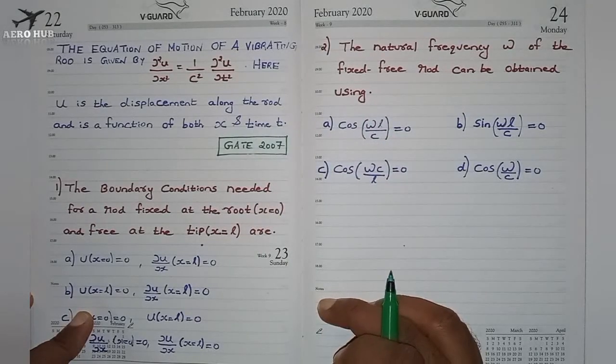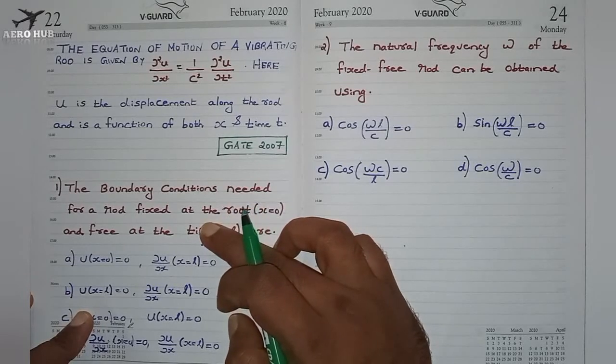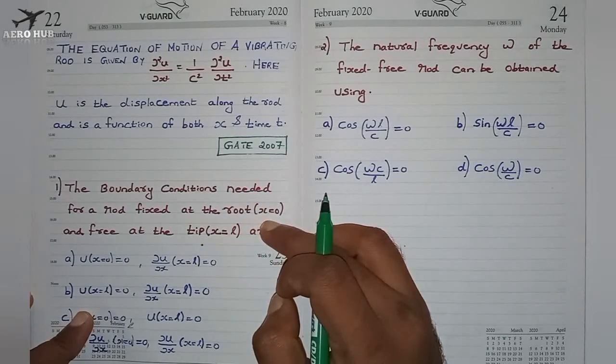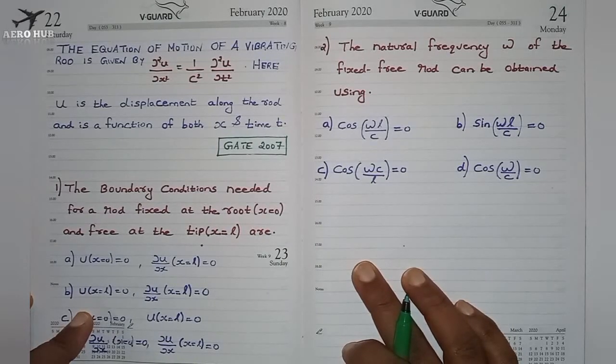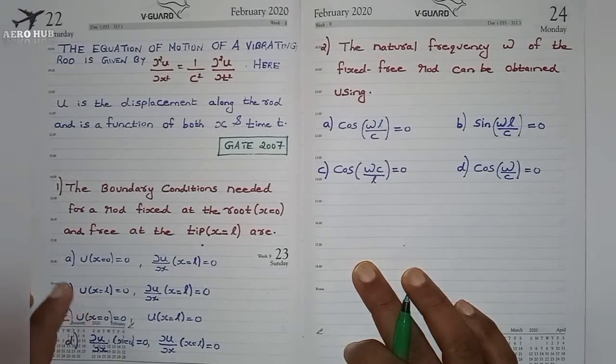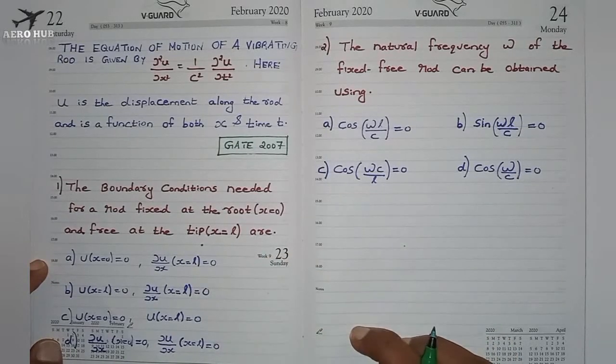The first question is the boundary condition needed for a rod fixed at the root, that is x = 0, and free at the tip, that is x = L. So we have to find out the boundary conditions, and you can see the options. Option A: u(x=0) = 0, and ∂u/∂x, that is nothing but the strain acting at the tip, is equal to 0.